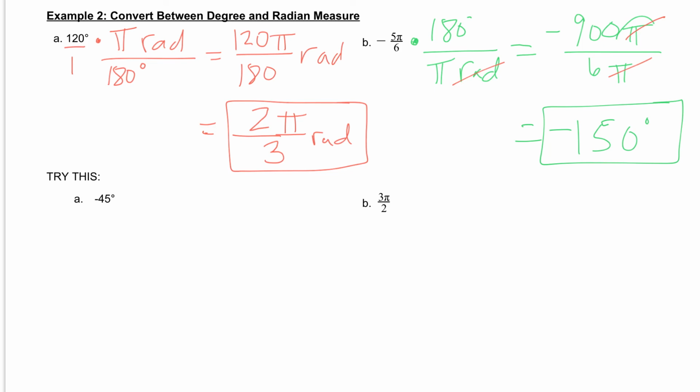Then I'd like you to do the two try this. So try those. Pause it now and unpause it when you're ready to check. If you did this correctly, letter A you should get to be negative pi over 4 radians. And letter B you should get to be 270 degrees. If you have any questions, please let me know.